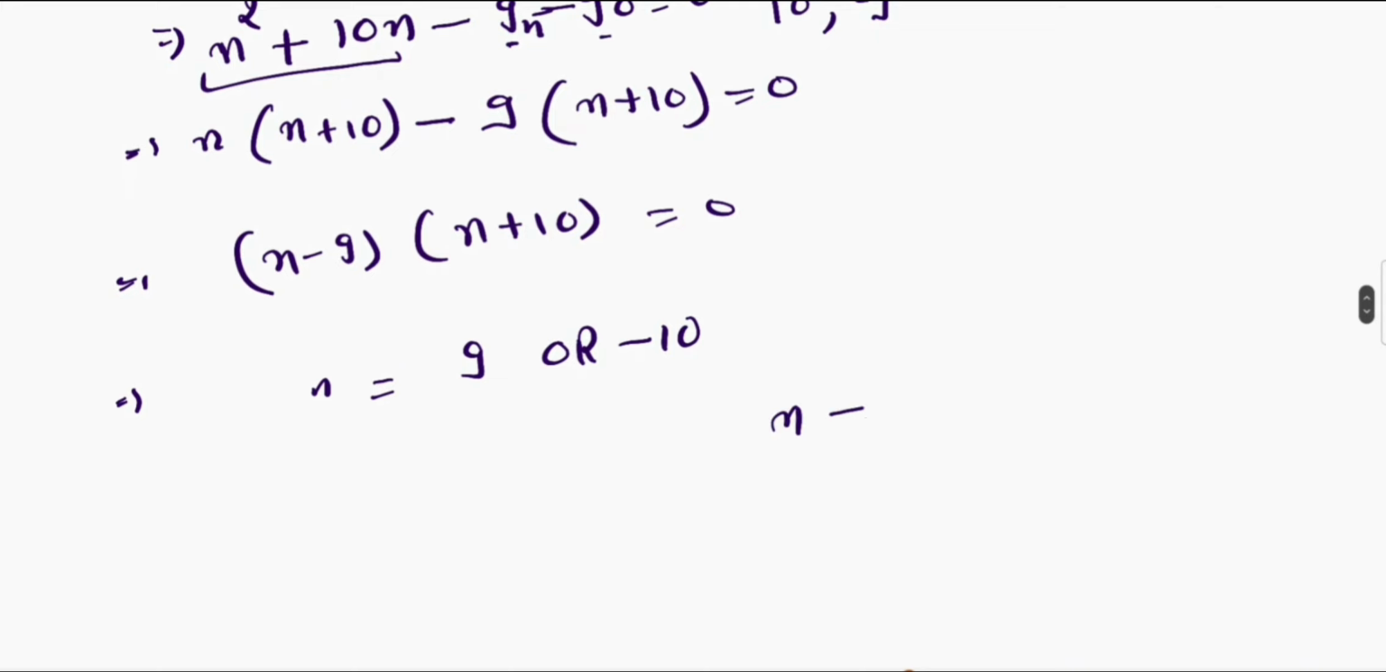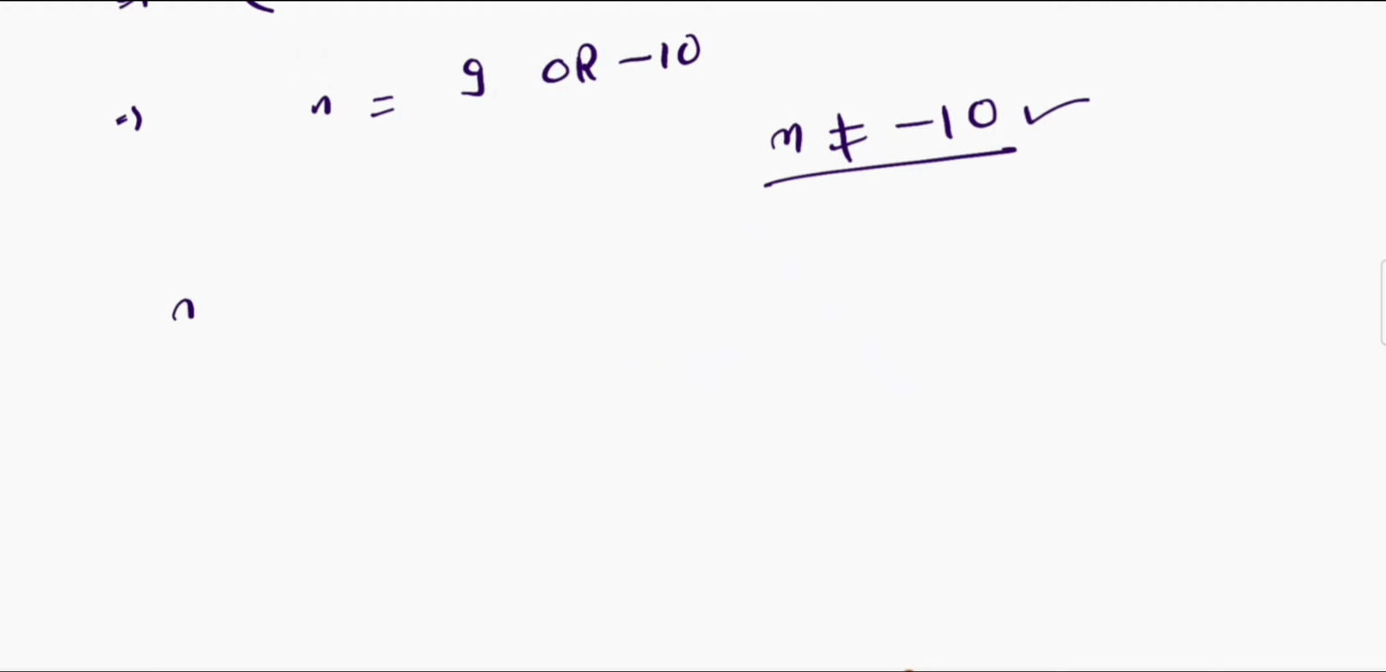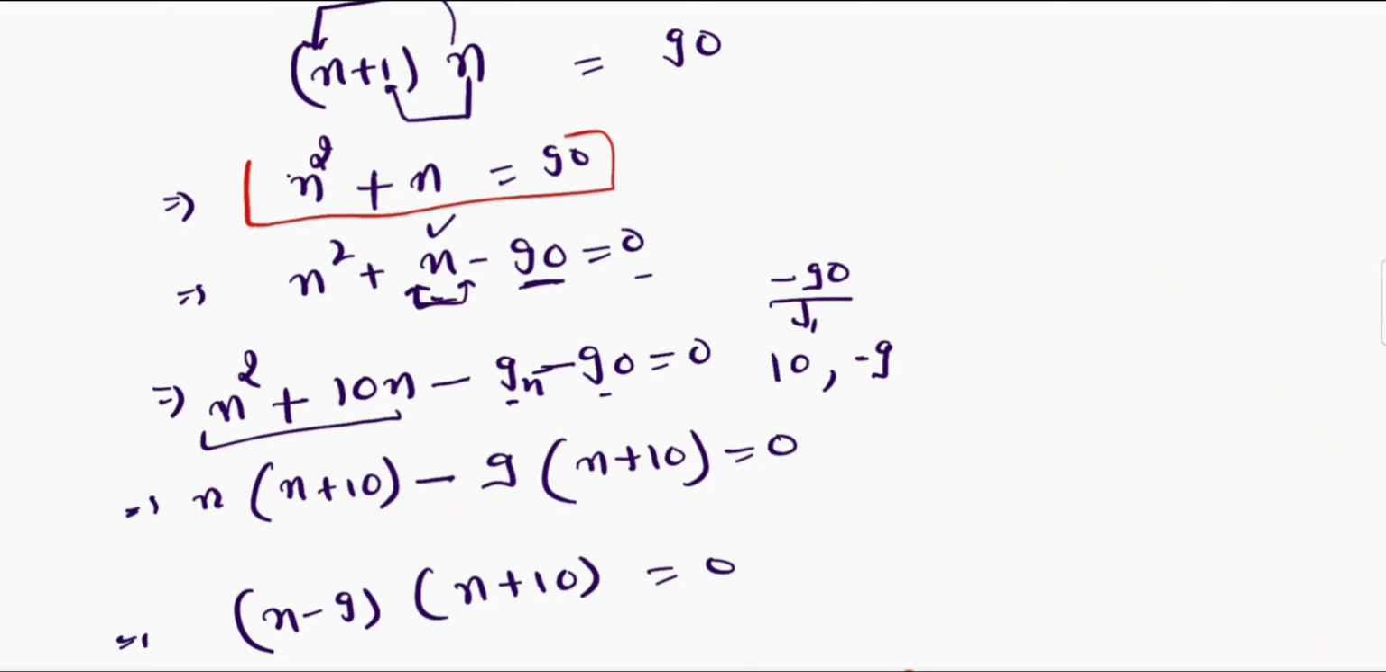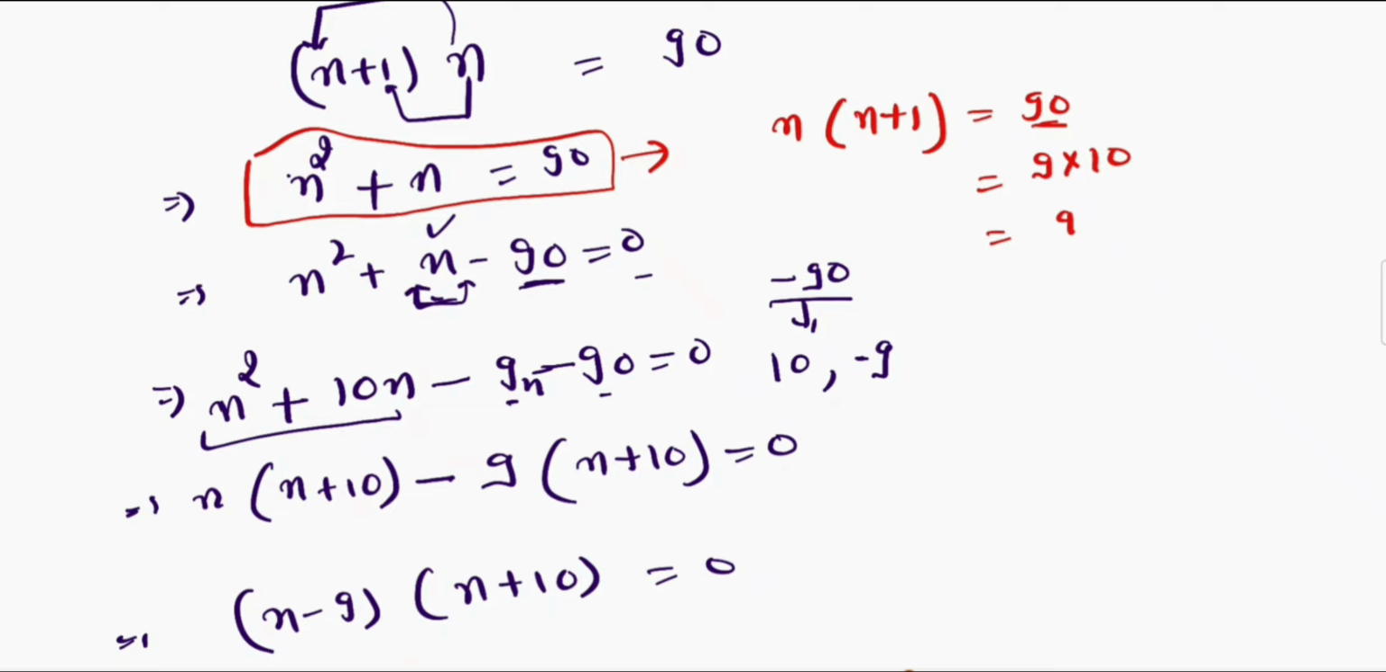But we know n cannot be negative 10. We can't find the factorial of a negative number. So my n will be equal to 9, and this is my answer. So the n square plus n is equal to 90, we can solve this by using inspection also. So we can write this as n times (n plus 1) is equal to 90. So this 90 I can write as 9 into 10, which is equal to 9 into (9 plus 1). If we compare left hand side and right hand side, we'll get n is equal to 9.